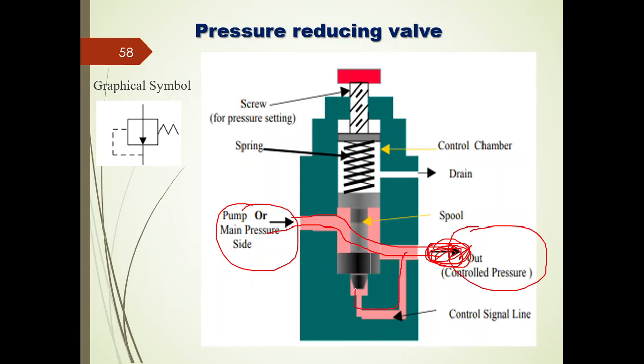the signal will be connected from this signal line. That means the hydraulic pressure will be acting from this signal line, and the piston will be moved in the upward direction. Whenever it moves in the upward direction, it is going to block the controlled pressure line. That is how we are going to control the outlet pressure.